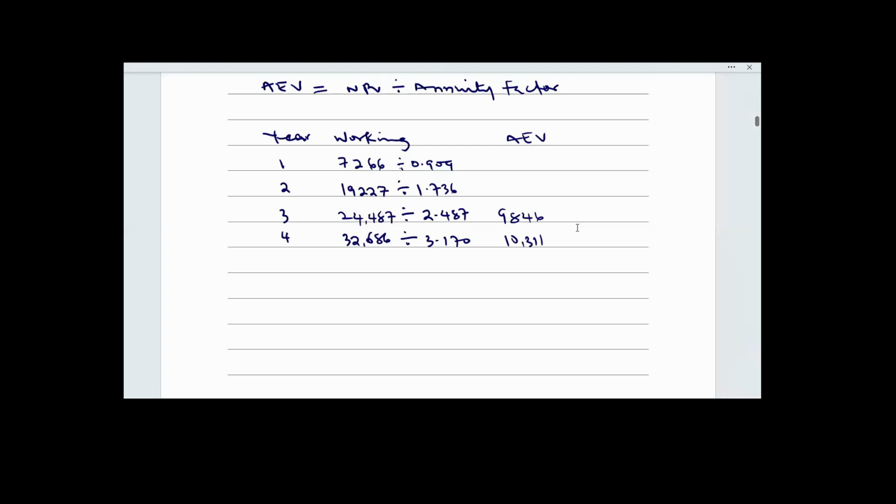Then year 2, 19,227 divided by 1.736 equal 11,075.